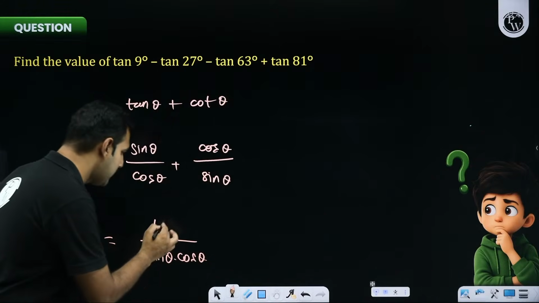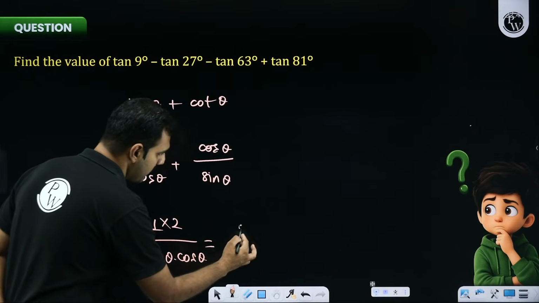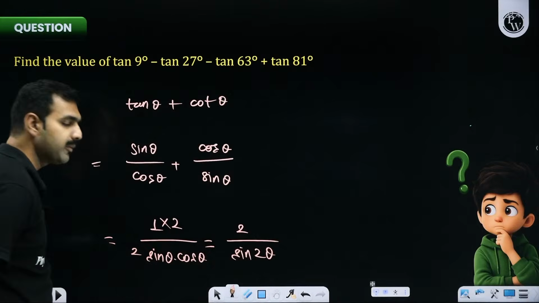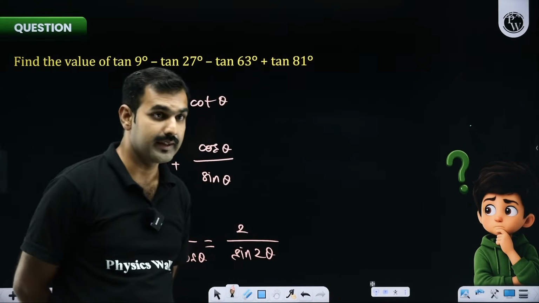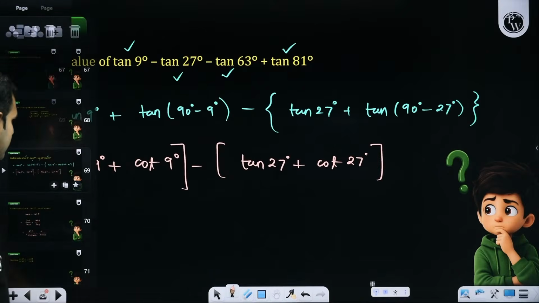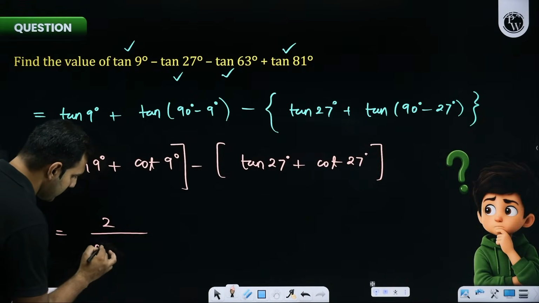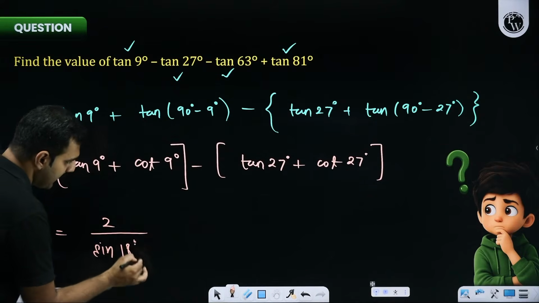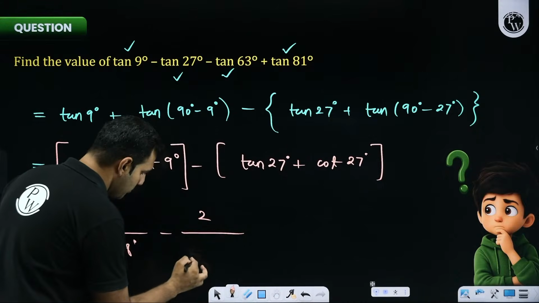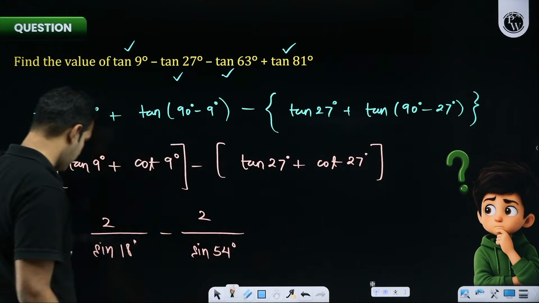What I can do is divide and multiply it by 2. When I do that, I hope you realize in the numerator it will be 2, in the denominator 2 sin theta cos theta, which is sin 2 theta. Yes or no, everybody? So that's exactly what I'm trying to say here, that if you have tan theta plus cot theta, you can write it as 2 upon sin 2 theta. So this is sin 2 theta, double of 9 degree will be 18 degree, minus, this is again tan theta plus cot theta, so that is 2 upon sin 2 theta, 27's double is 54 degree. Correct me if I'm wrong.